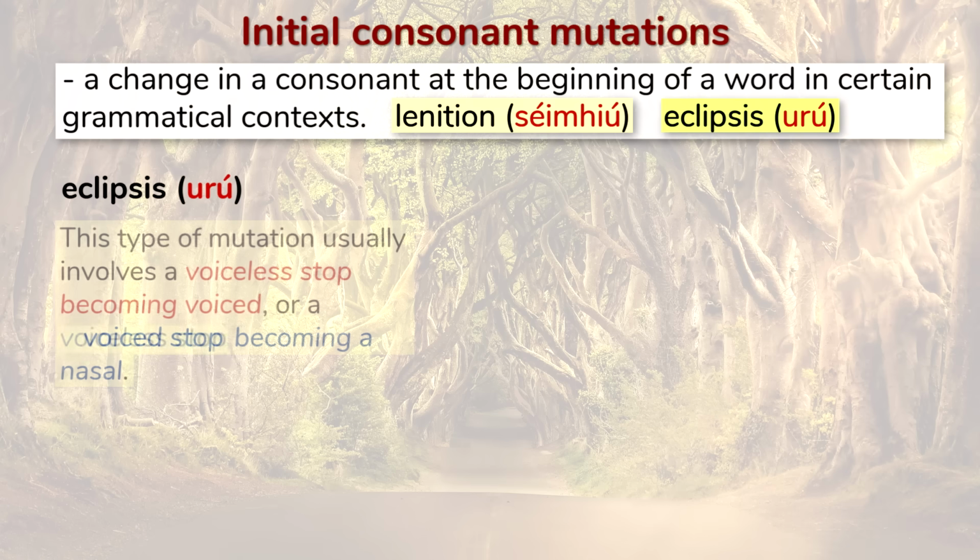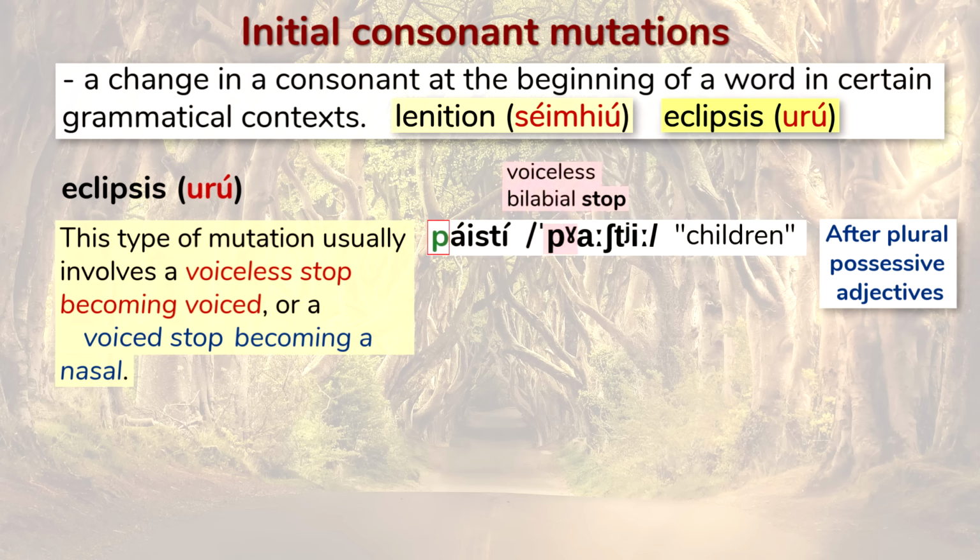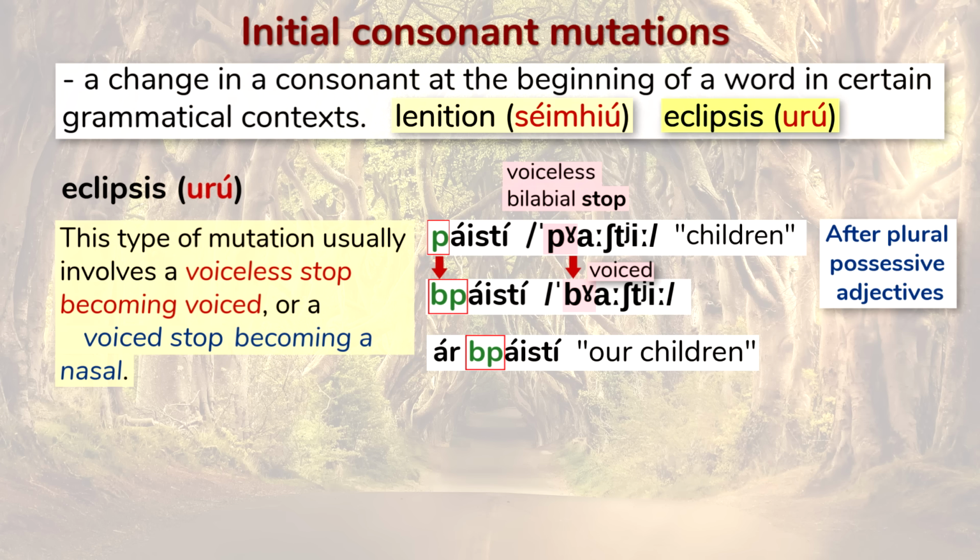Next, eclipsis. This type of mutation usually involves a voiceless stop becoming voiced, or a voiced stop becoming a nasal. Like lenition, eclipsis happens in certain grammatical environments, such as after plural possessive adjectives. So the word for children is páistí, but to say our children, it's ár bpáistí. This is shown in writing by adding the letter representing the new sound in front of the original one.